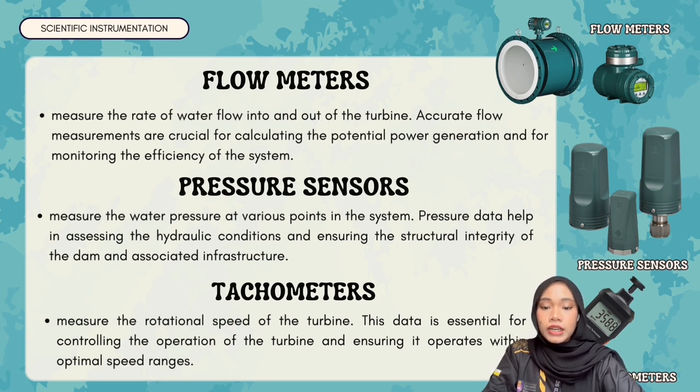The second one is pressure sensor. Pressure sensors are used to measure the water pressure at various points in the system. Pressure data helps in assessing the hydraulic condition and ensuring the structural integrity of the dam and associated infrastructure. Number 3 is tachometers. Tachometers are used to measure the rotational speed of the turbine. This data is essential for controlling the operation of the turbine and ensuring it operates within the optimal speed range.